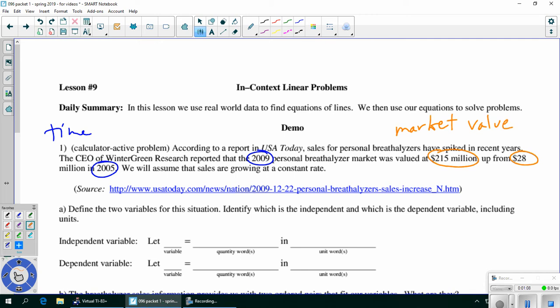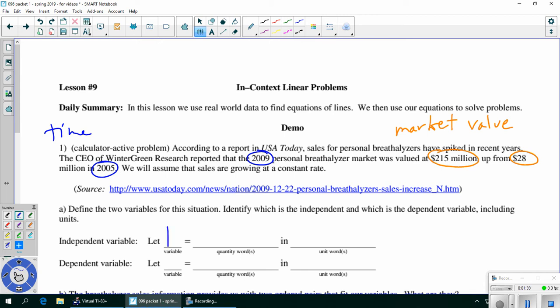Time and market value are our two variables, and we want to know which one depends on the other. So I will tell you, if time is in a problem, it is almost certainly the independent variable. Time is passing behind the scenes, and time could care less what the personal breathalyzer market is doing. So time doesn't change because the personal breathalyzer market changes. But in the other direction, time passes behind the scenes, and as a result, the market value changes. That's the relationship. So that makes time the independent variable.